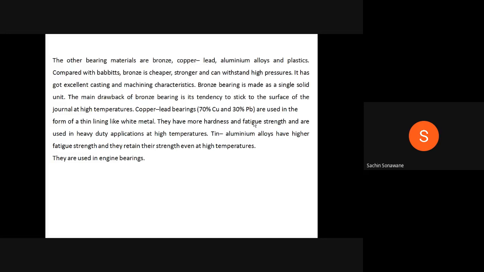Copper lead bearings, 70% copper and 30% lead, are used in the form of a thin lining like white metal. They have more hardness and fatigue strength and are used in heavy duty applications at high temperatures. Tin aluminum alloys have higher fatigue strength and they retain their strength even at high temperatures. They are used in engine bearings.